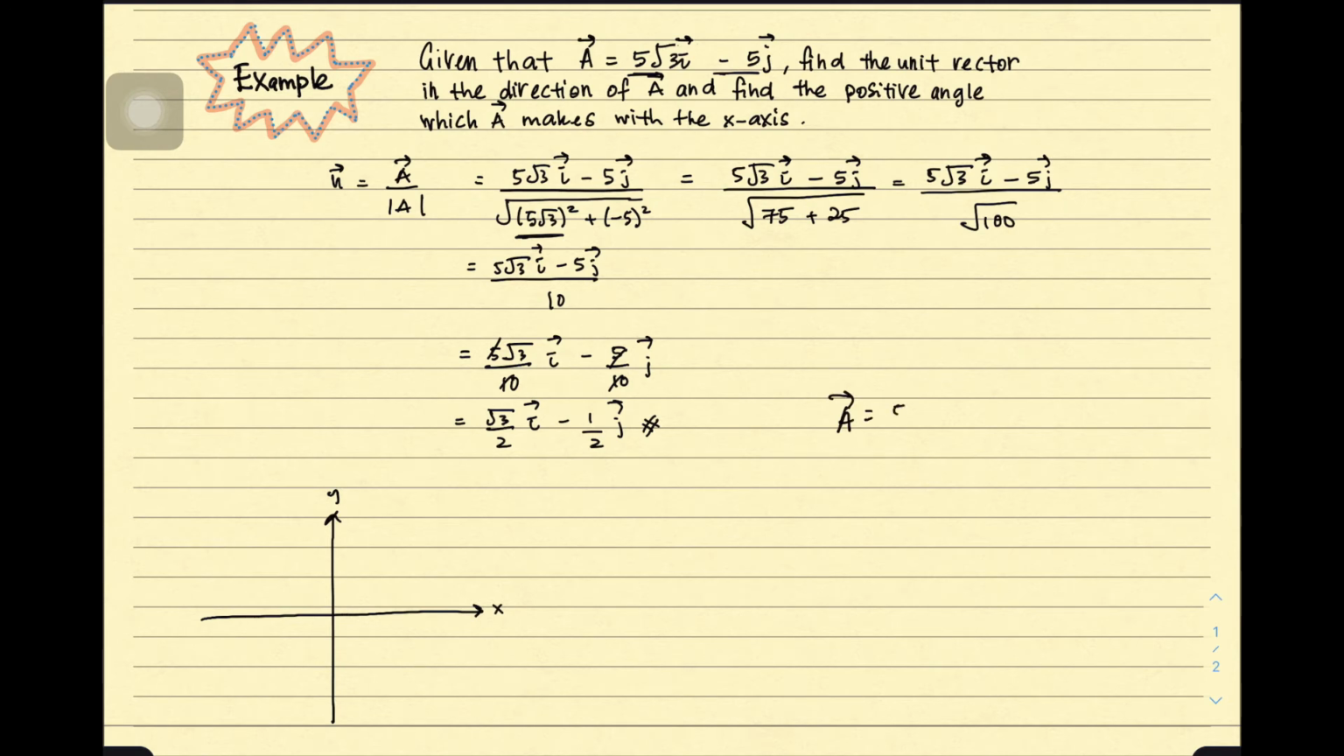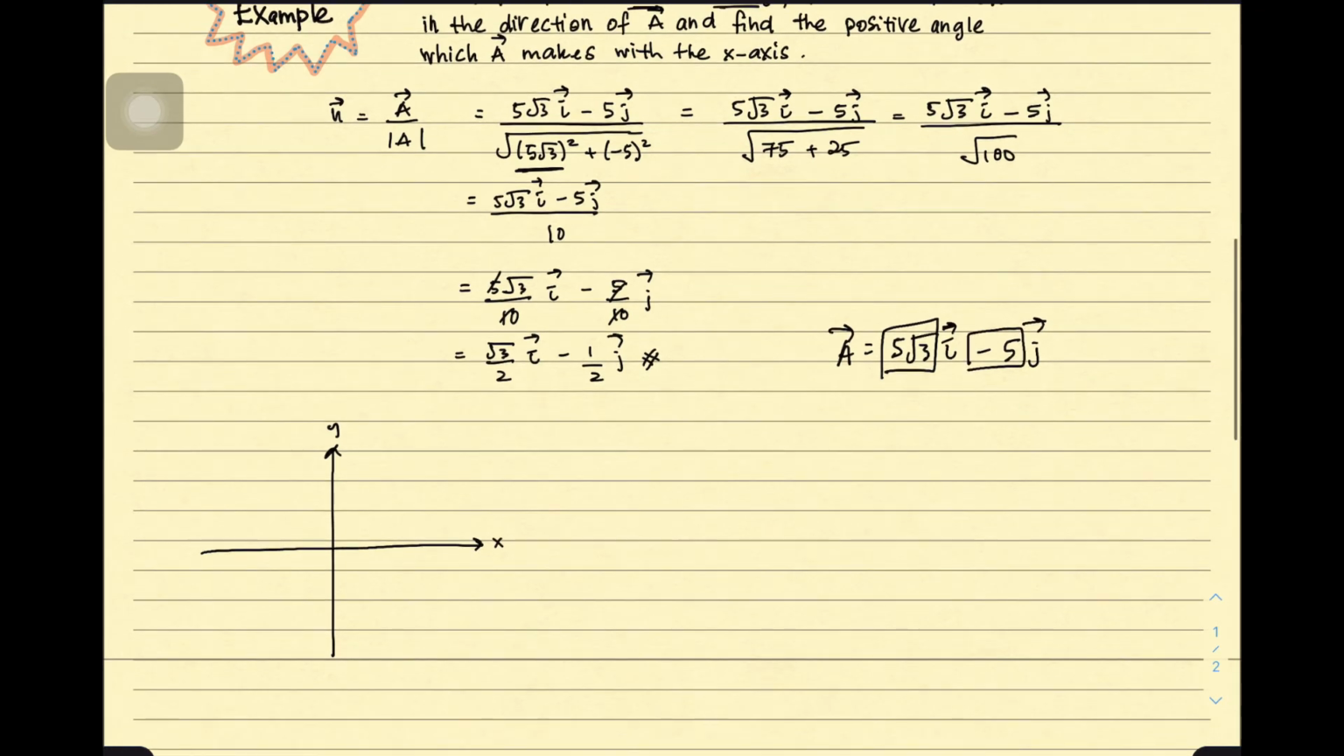okay, vector A is equal to 5 root 3i minus 5j. So this one is the value of x, where you can see this value is positive value of x, and this one is the value of y, where the value of y is negative. So your vector A must be somewhere here, because the value of x must be positive and the value of y must be negative. So here is your A, okay, where your A is 5 root 3 and negative 5, the point of A.